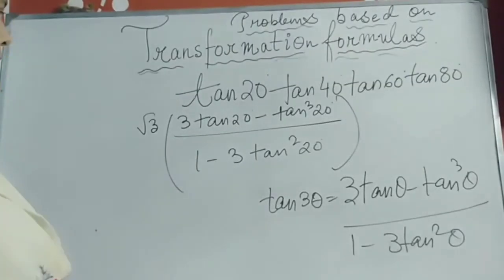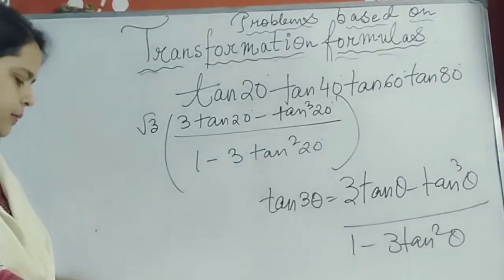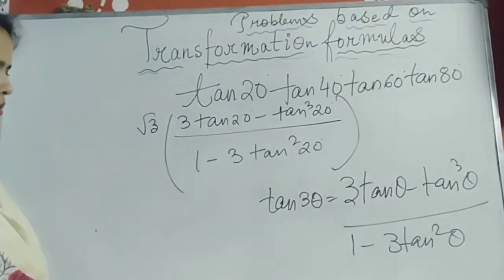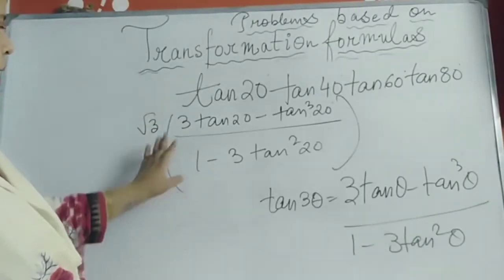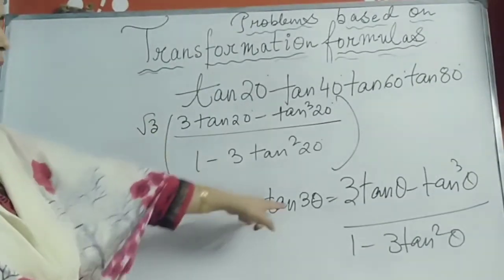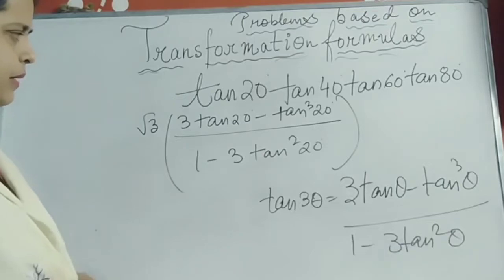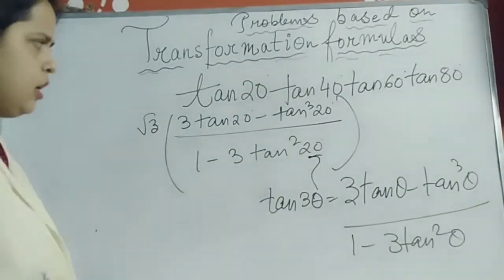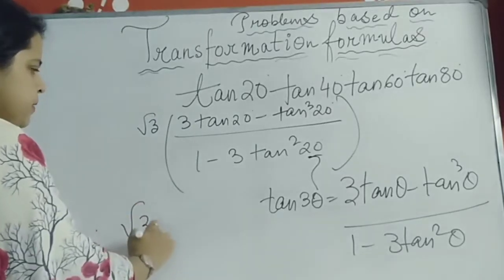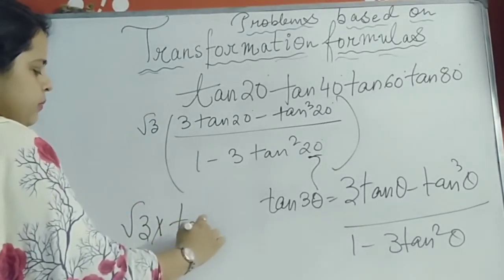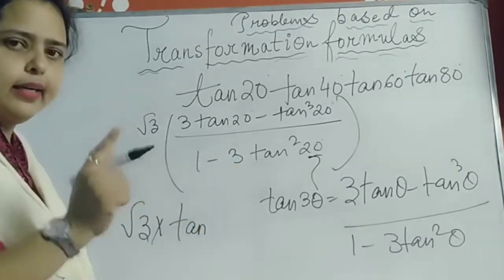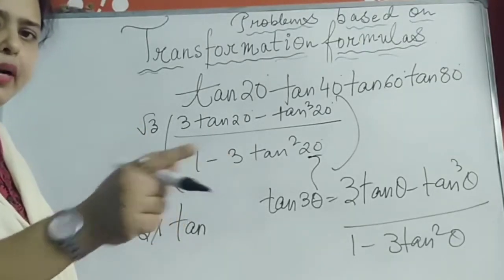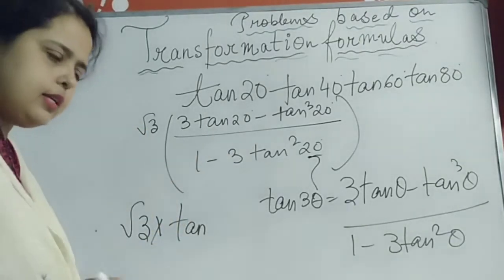Okay. So let's see. We are already on the step of the answer. So it is already finished. I'm going to apply here the formula of tan 3 theta. So what is theta here, by the way? The theta here is 20 degree. Isn't it? So this is root 3 into tan of 3 theta. Theta is 20. So 3 into 20 is how much? Yes, that is 60 degree.